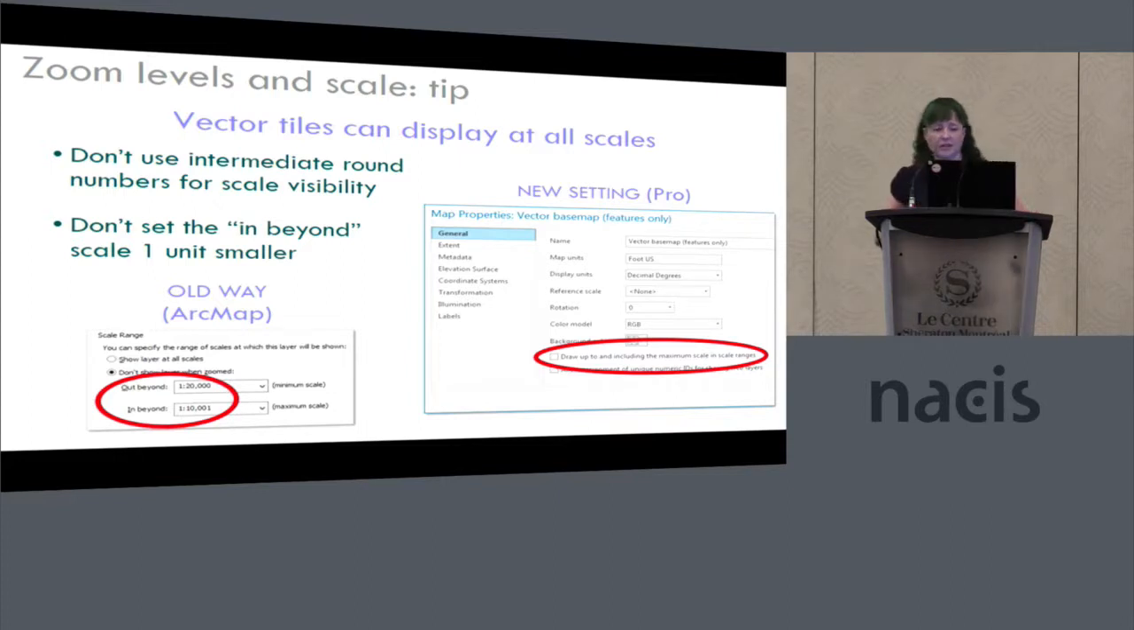And since vector tiles display at all scales, not just the set ones, you can't use these sort of intermediate round numbers for scale visibility anymore, which we were doing.